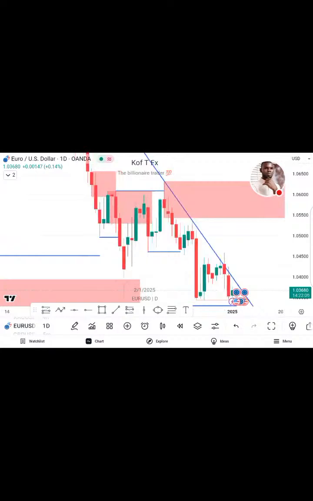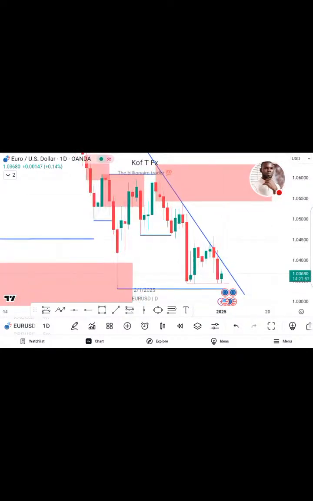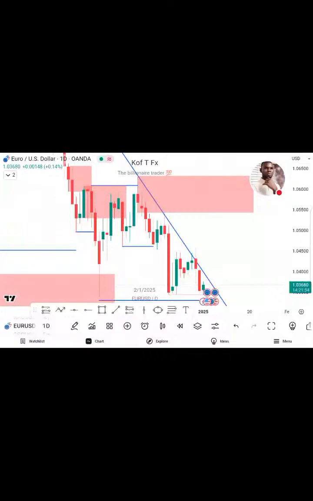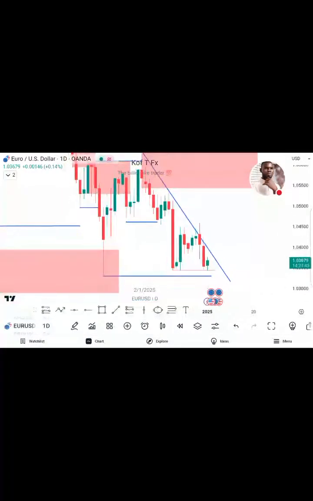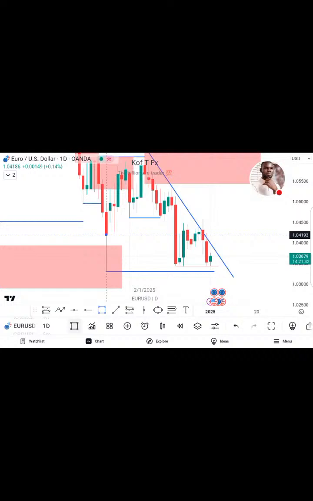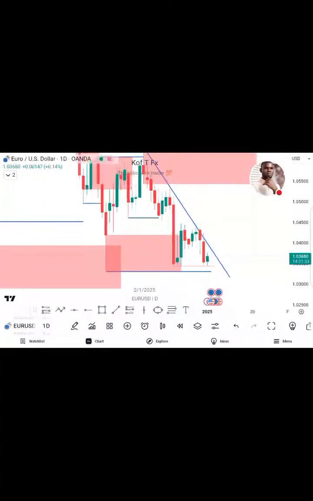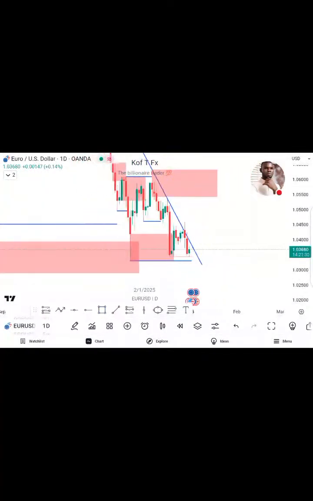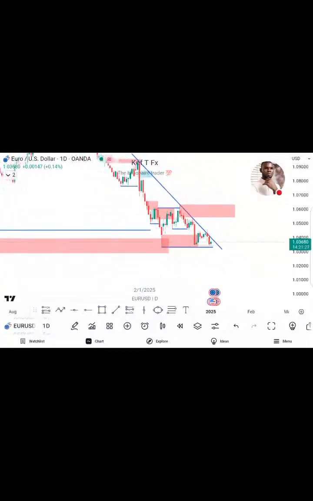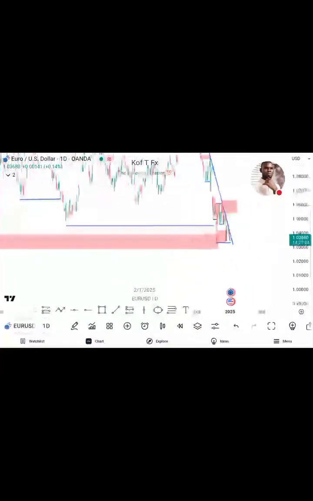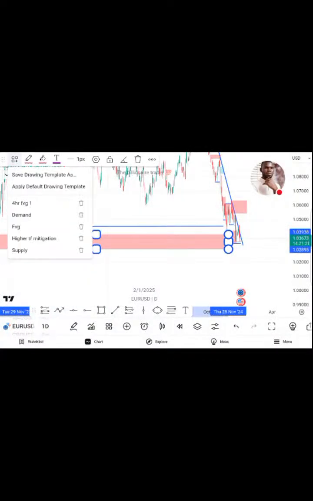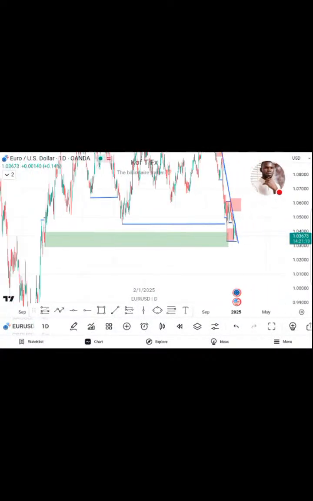And after that mitigation, that supply zone failed, and price actually came back into this rejection zone, and that's exactly where price is currently reacting. So in this kind of scenario, for me, this is on the daily time frame. Price is coming from a demand zone.